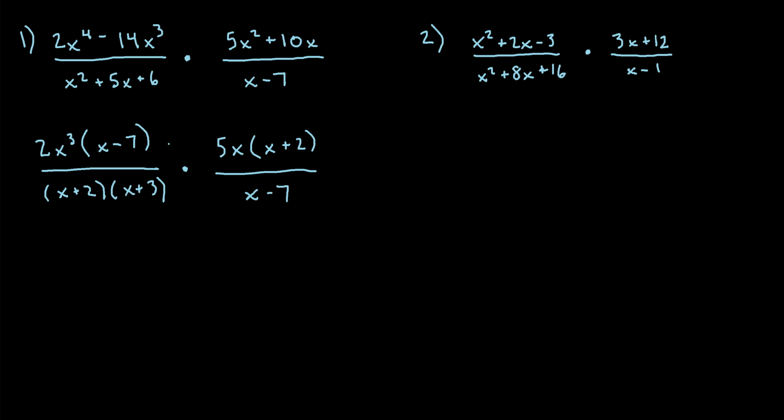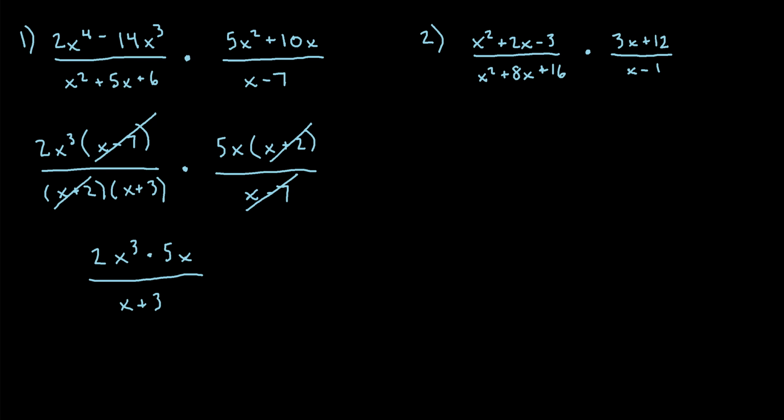So now we need to look for terms in both the numerator and the denominator that we can cancel out. Well, we see an x minus 7 here, so that can cancel out with this x minus 7. And then we have an x plus 2 in the denominator here. That can cancel out with this x plus 2. And that's it. So we're left with 2x cubed. And remember, over here we still have this 5x. So times 5x all over, and all we're left with in the denominator here is this x plus 3.